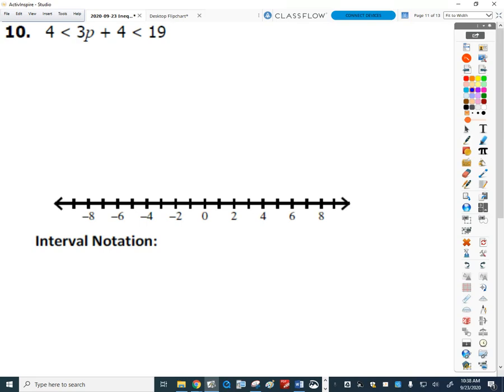Well, all I have to do is just treat all three parts of this compound inequality the same. So I'm going to subtract 4, agreed, first. And what's that give me? The 4s will cancel, so I'm going to get a 3p in the middle, I'm going to get a 0, and I'm going to get a 15, and I did not multiply or divide by a negative, so I do not flip my inequalities. Last step is I divide by 3.